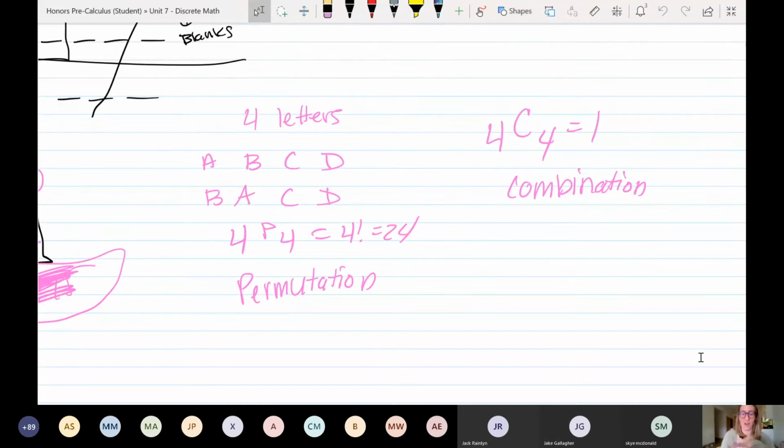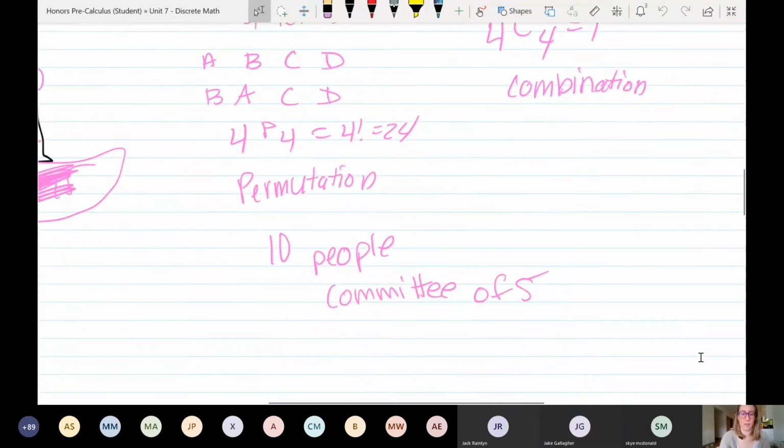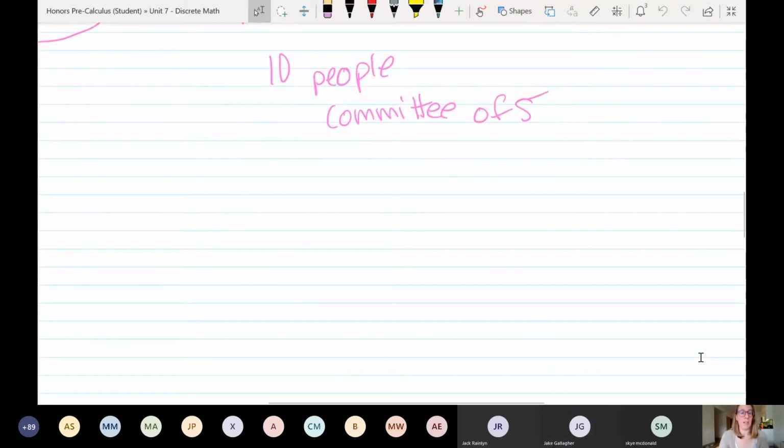So a very common problem is thinking of a group of people and you want to make a committee. If we have 10 people and we want a committee of 5, all right, 10 people, I'm going to make a committee of 5. Does it matter the order that I pick the people in this committee? Or does it just matter that I choose 5 people out of the 10?